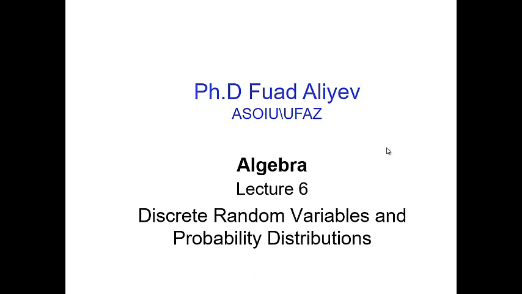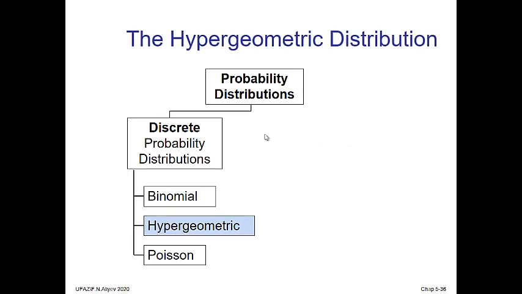Hello everyone. Today we will continue lecture 6 about the discrete random variables and probability distributions. Today we are going to learn hypergeometric distribution and Poisson distribution. We are in the second part of discrete probability distribution, in hypergeometric distribution.